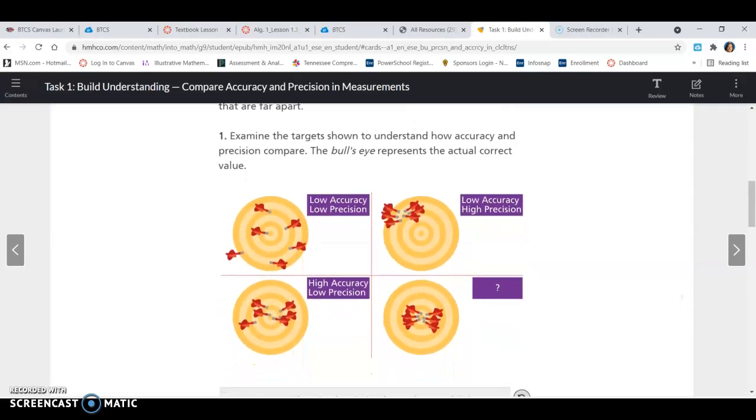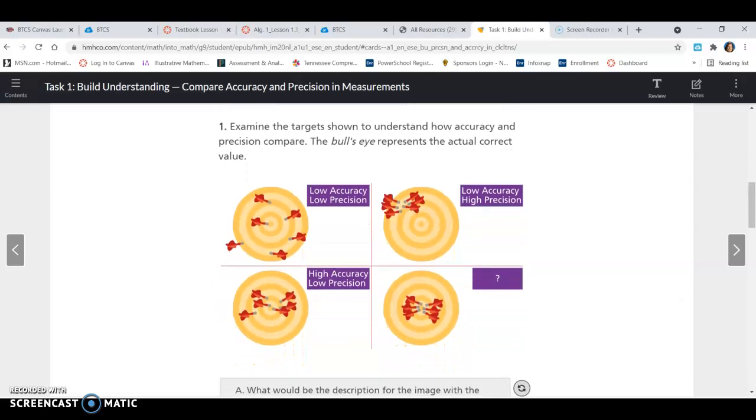All right, so let's look at example 1. It says, examine the targets shown to understand how accuracy and precision compare. The bullseye represents the actual correct value. So if you've seen a bullseye before, the bullseye is here in the center of the target. So when you throw darts, you want to hit the center of the target. Because these are all spread out, these darts are not close to each other and only one is close to the center. They're saying this is both low accuracy and low precision.